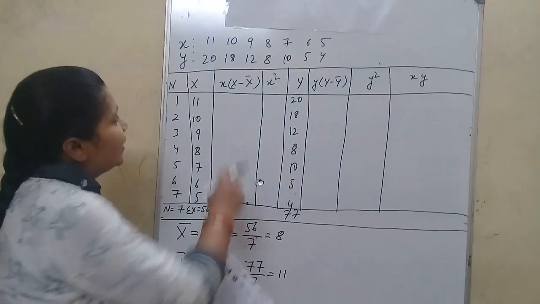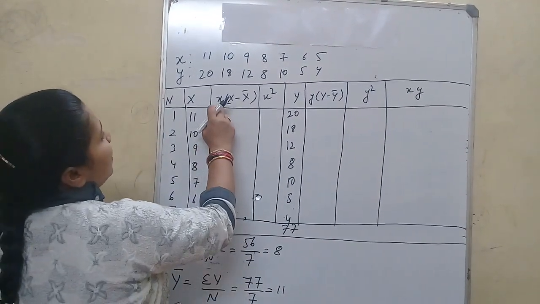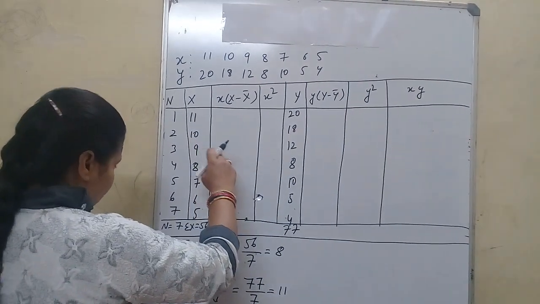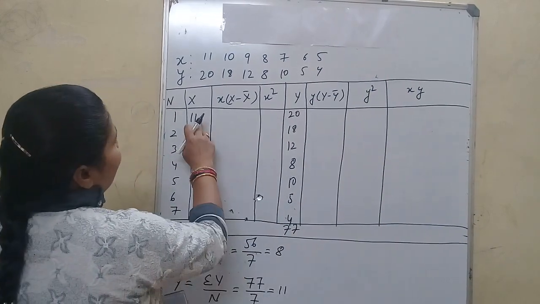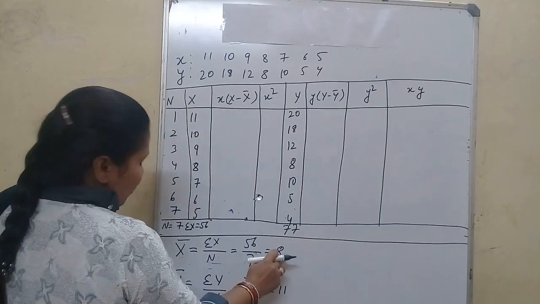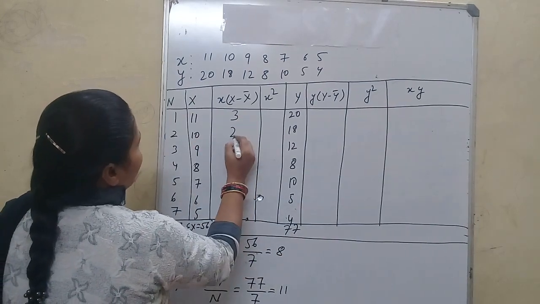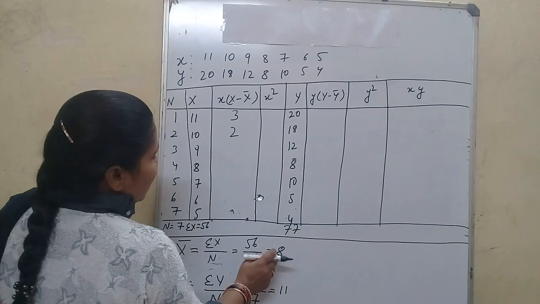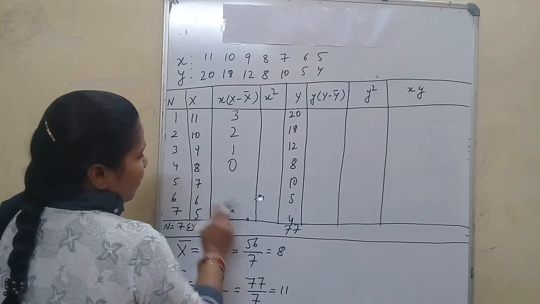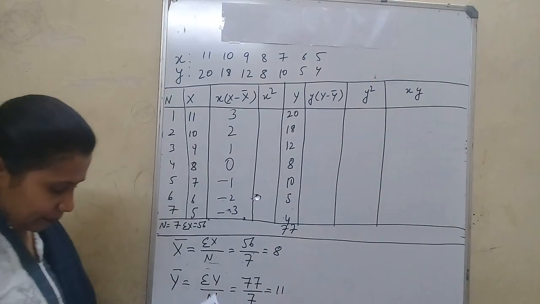Now we find the deviation. From this we get the x deviations. 11 minus 8, then what we get? 3. 10 minus 8 we get 2. 9 minus 8 we get 1. 8 minus 8, 0. 7 minus 8, minus 1. Minus 2, minus 3. Got it?